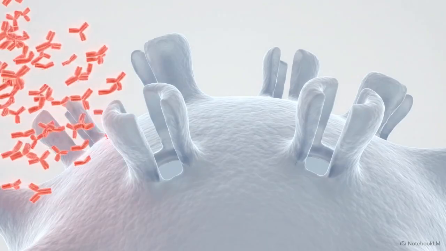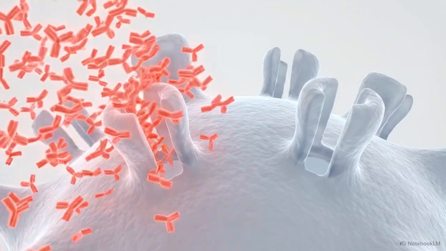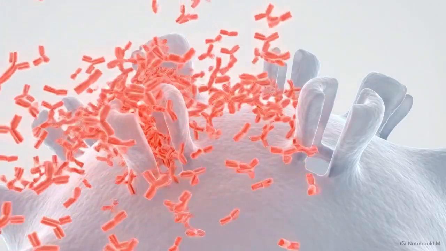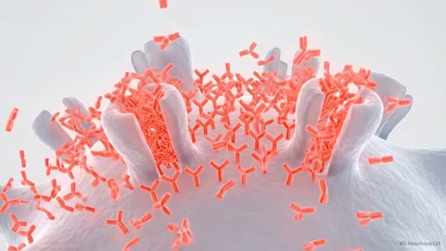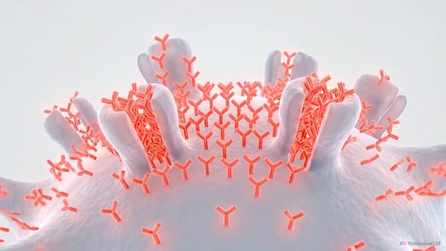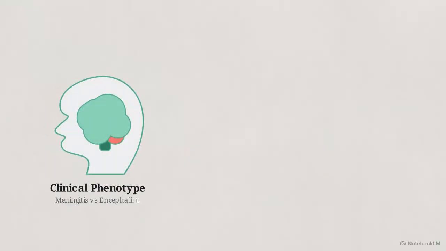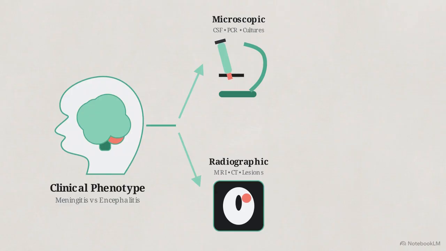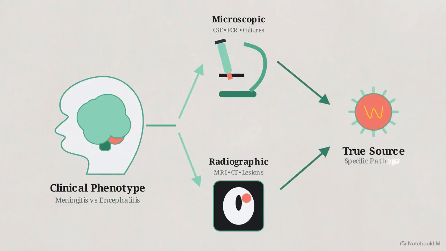However, this is often anti-NMDA receptor encephalitis. Here, antibodies mistakenly attack the brain's NMDA receptors, an autoimmune response frequently triggered by an undetected ovarian teratoma. Correctly reading the macroscopic clinical phenotype is the only way a physician can trigger the highly specific microscopic and radiographic investigations required to find the true source of the disease.